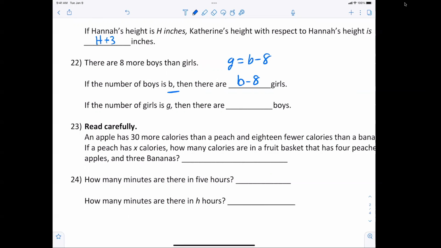All right, Mr. Cappy, read the second part. I want this one right here. The number of girls is G, and there are G plus 8 boys. Yes, G plus 8 boys. All right, that was hard.